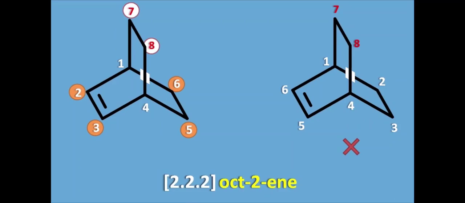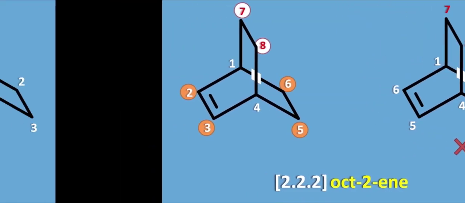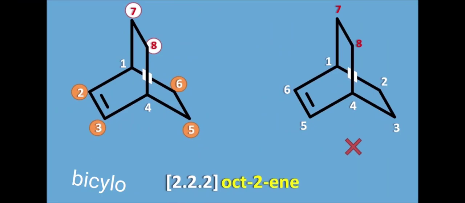So the name is, it is a bicyclic ring. So bicyclo. Then there are 2 carbon atoms present on the left side of the bridge, so 2, and there are 2 carbon atoms present on the right side of the bridge, again 2, and there are 2 carbon atoms present on the bridge, so again 2. So we can write it as bicyclo[2.2.2]octene.